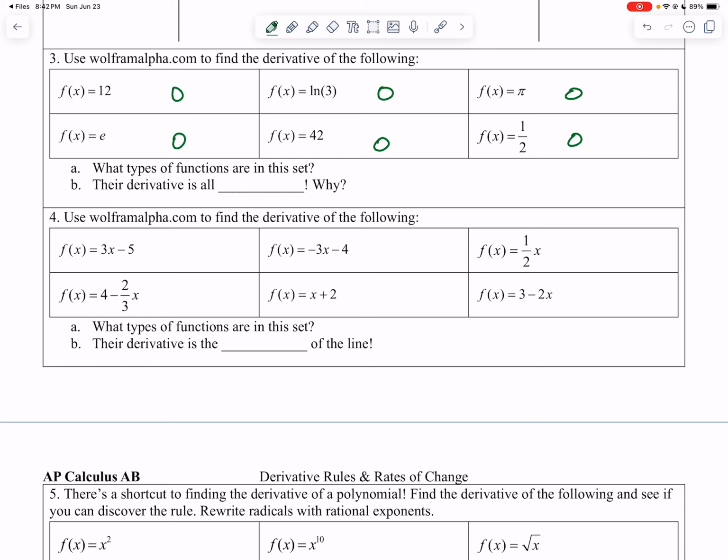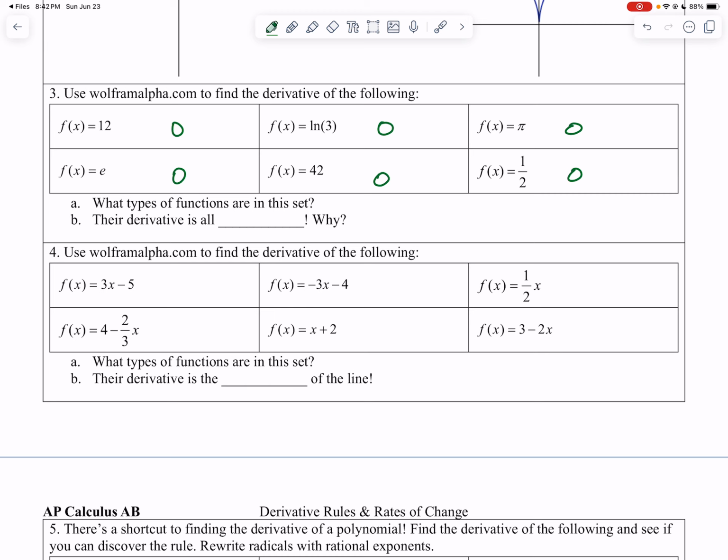Hopefully you would realize that all the derivatives for number 3 are zeros. And the reason why is because all of these functions are constant functions. And if they're constant functions, you'll notice that our slope, because remember, derivative means slope, is 0. So a constant line has 0 slope.